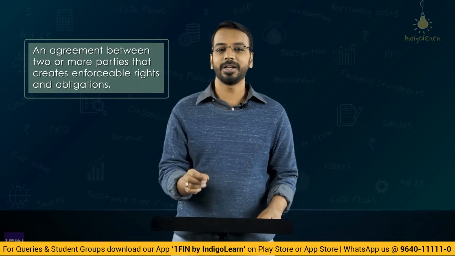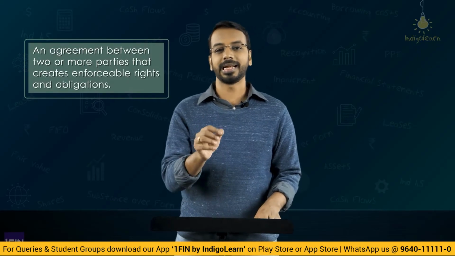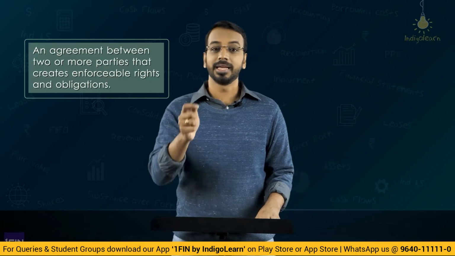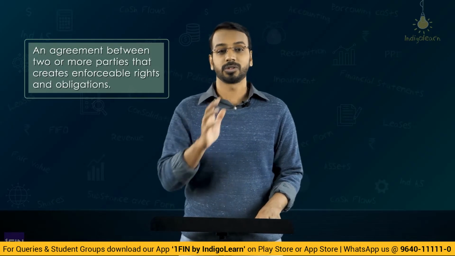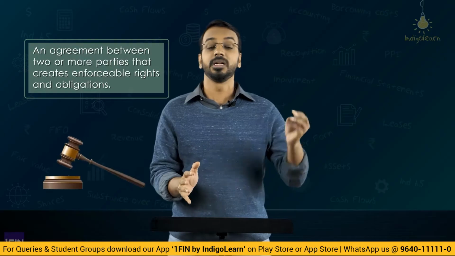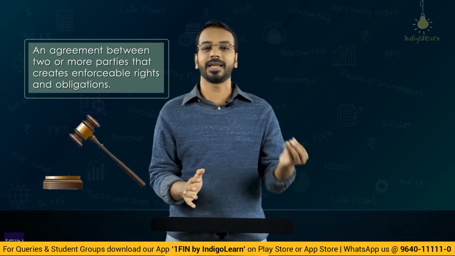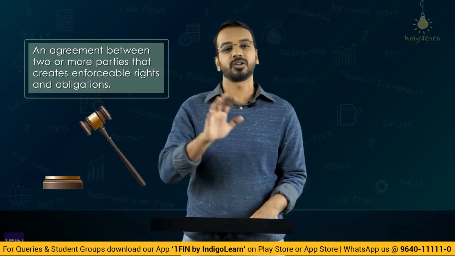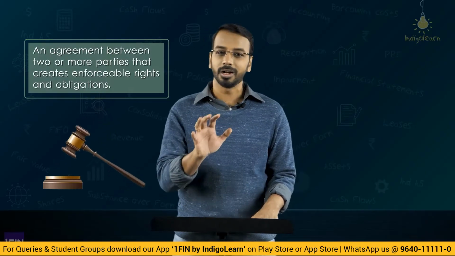So you have understood the meaning of contract. A contract is an agreement between two or more parties that creates enforceable rights and obligations. And when we say enforceable, it must be enforceable in the courts of law. If one of the parties does not perform, the other party can approach law, they can take the legal route and get the contract performed or claim compensation for non-performance. That is what is called a contract.